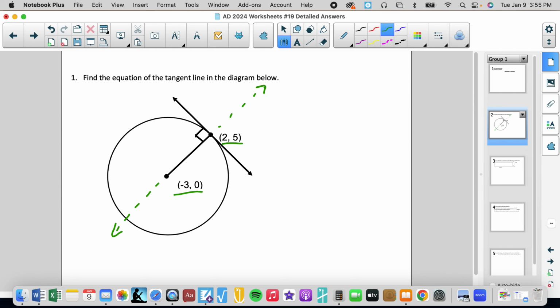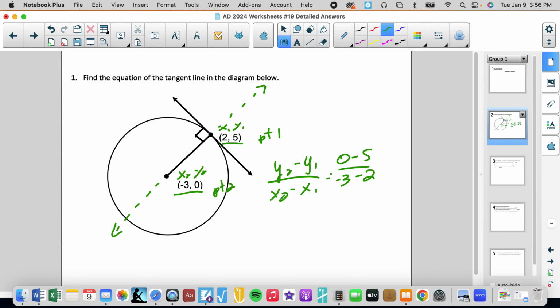And we could calculate the slope. So we can make this point 1 and this point 2. This is going to be x sub 1, y sub 1, and this is going to be x sub 2, y sub 2. And we can use the formula y sub 2 minus y sub 1 over x sub 2 minus x sub 1. So y sub 2 is 0 minus y sub 1. X sub 2 is negative 3 minus x sub 1. And we get negative 5 over negative 5, which means a slope of 1.